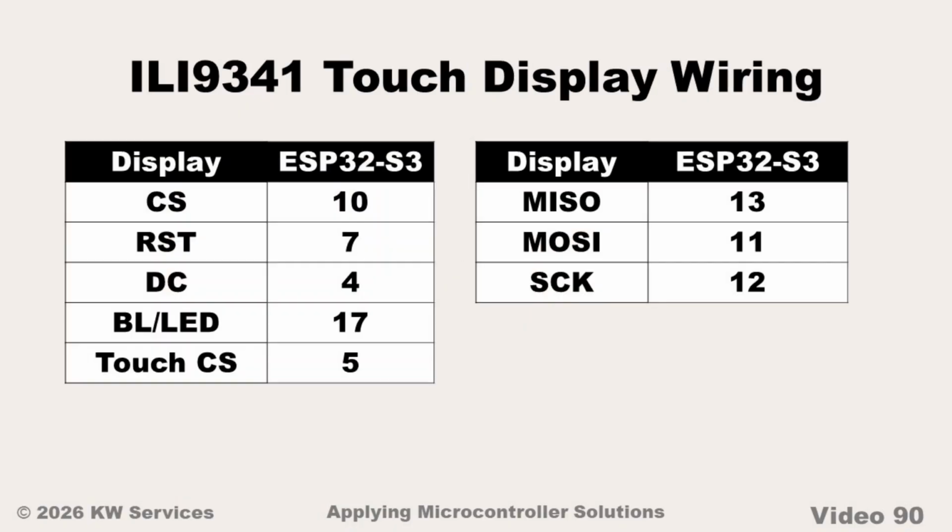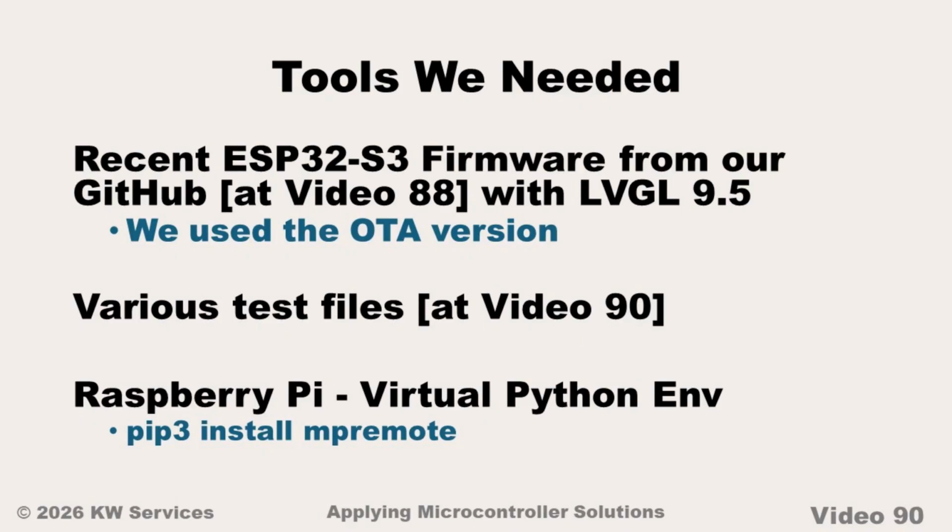We wired the ILI9341 display using these ESP32 device pins. At our GitHub for ESP32LVGL, we used our most recent ESP32S3 firmware, which has LVGL 9.5. From the video 90 directory, we gather several test files which we copied to the home directory.